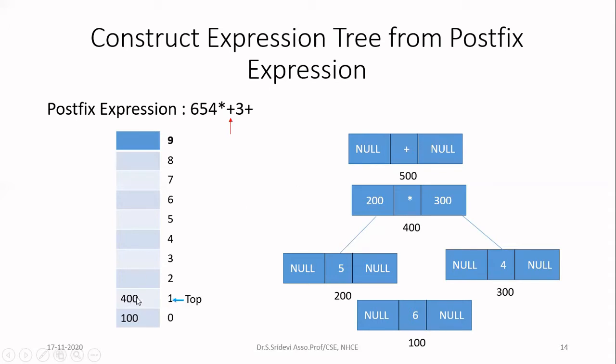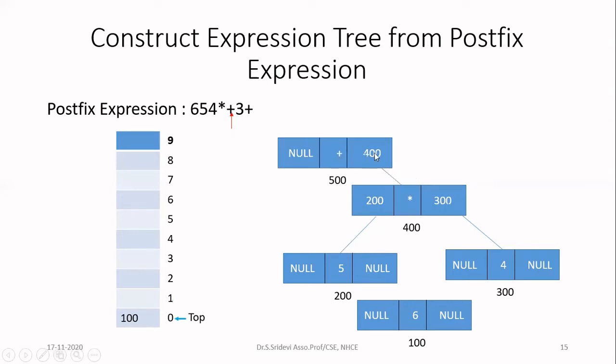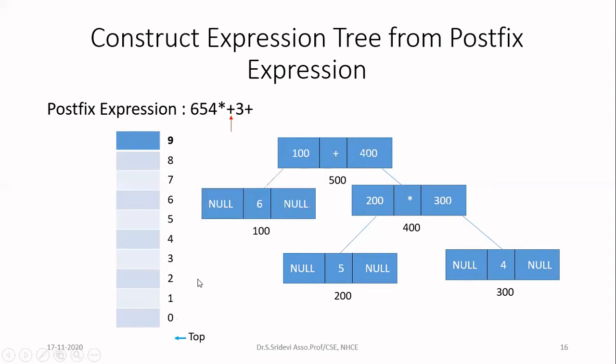So first I'm popping the first address from the top of the stack, that is 400. So now 400 is attached as a right child. Then I'm popping the second address, that is 100. Now 100 will be attached as a left child. Now what is the meaning of this one is, this plus operator is going to have 2 operands. One operand is 6 and the other operand is nothing but 5 multiplied by 4. Whatever is the result of this, that will be the second operand.